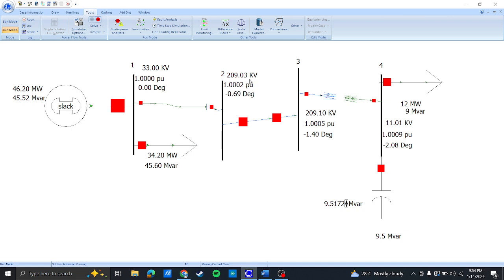At bus 2, we have 209.03 kilovolt. At bus 3, 209.1 kilovolt. And finally at bus 4, 11.01 kilovolt. There is no voltage drop, and the load is also the same.